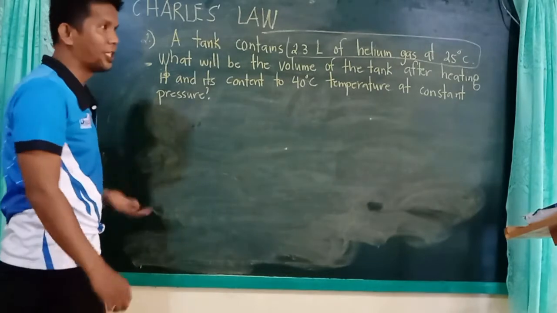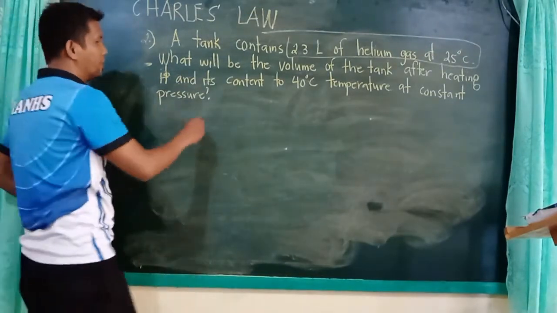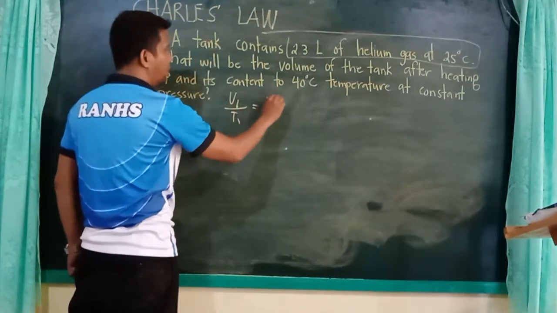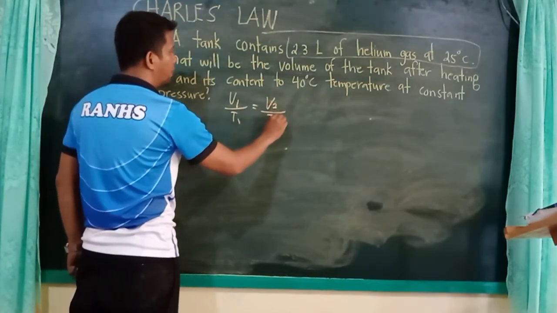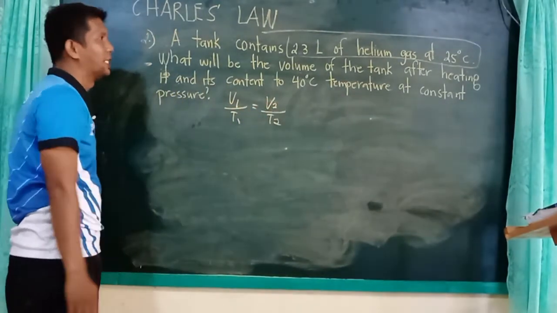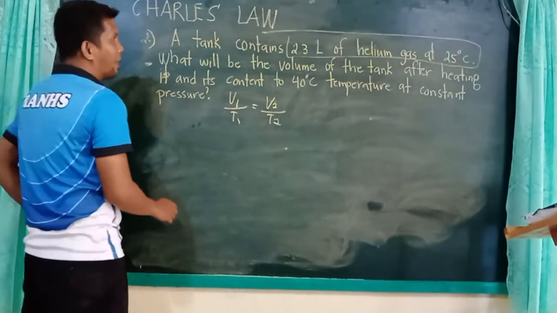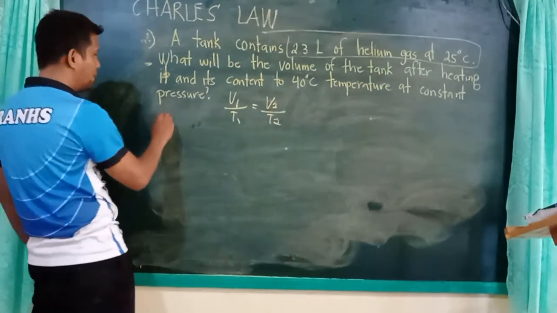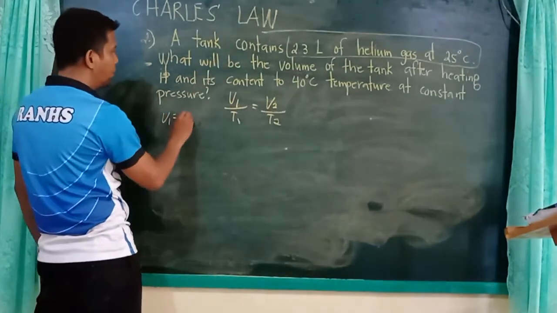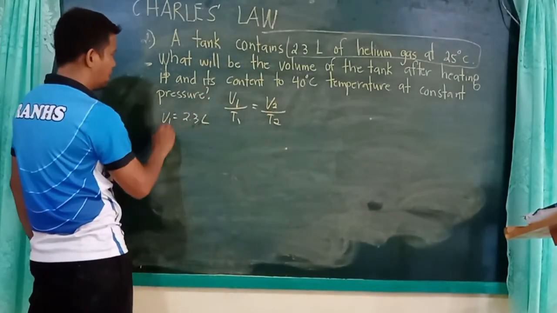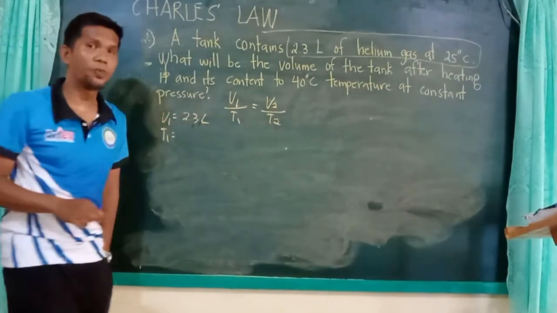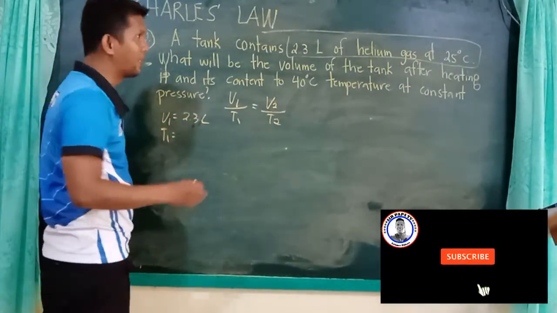Okay? So, diretso na tayo hanggang sa conversion. So, the formula is V1 over T1 equal to V2 over T2. This is our formula. This is the Charles law. Okay. Now, identifying the given, our V1 should be 2.3 liters. Our T1 should be 25 degrees Celsius, but we need to convert that into Kelvin para magamit natin siya ng mas maayos.